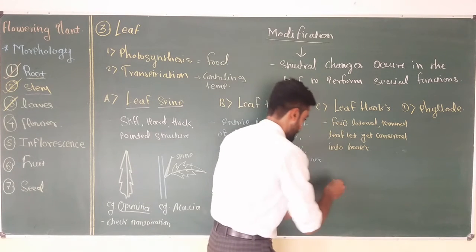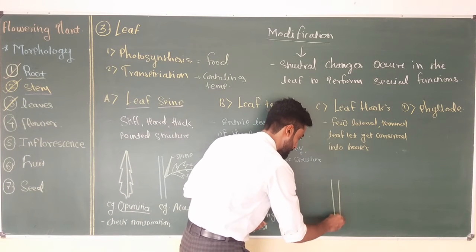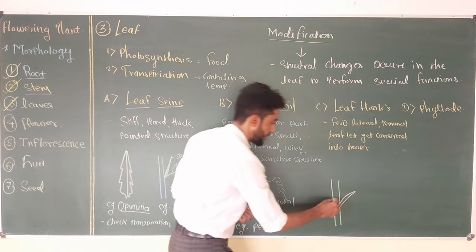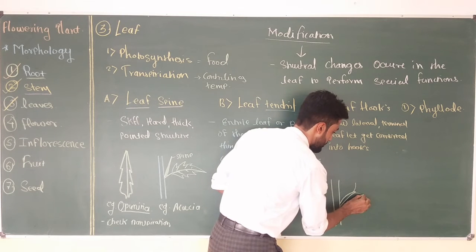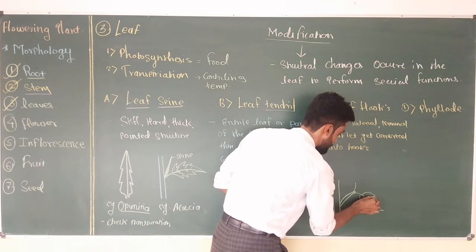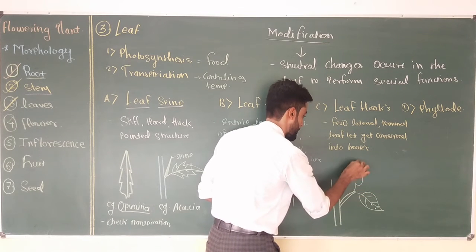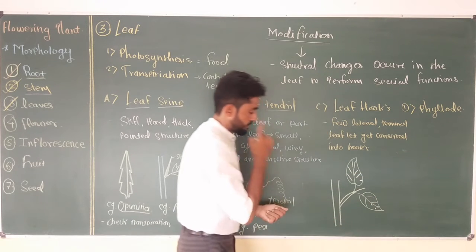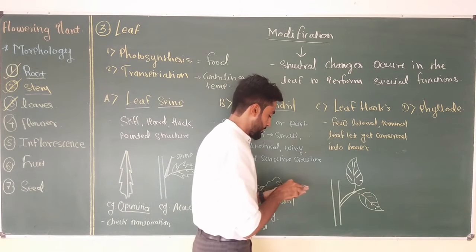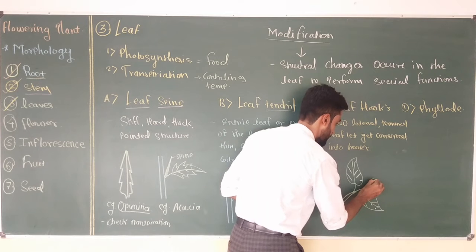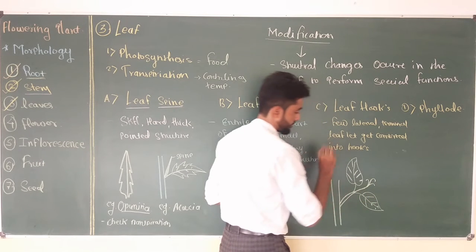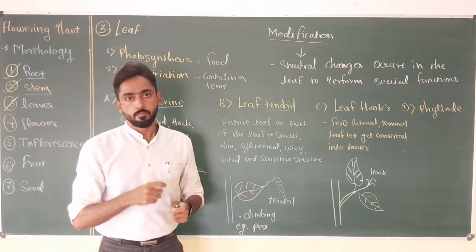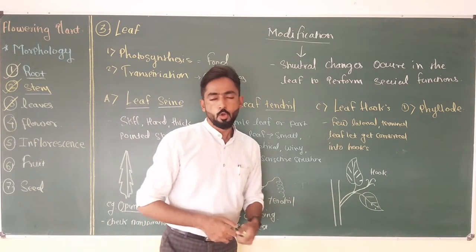Suppose this is the stem of the plant, and the stem has a petiole to which three leaves are attached at a common point. Now, one of the terminal leaflets gets converted into a hook-like structure, and this hook helps the plant to climb over the support. So this type of plant also shows a weak stem.